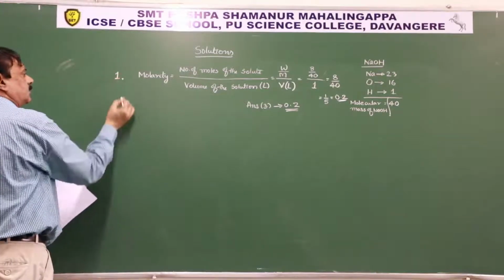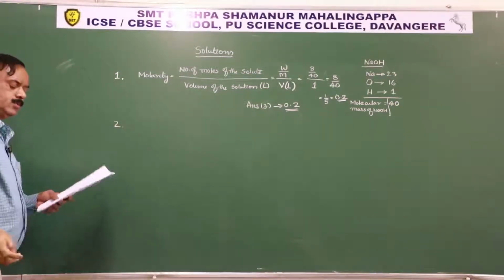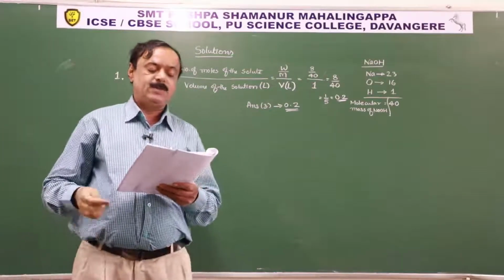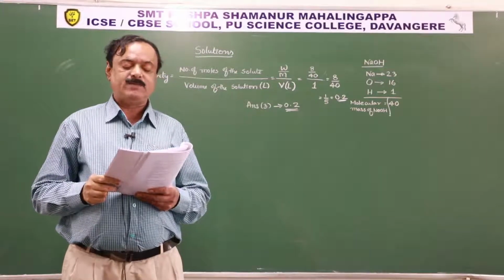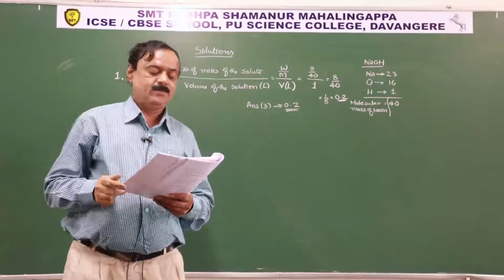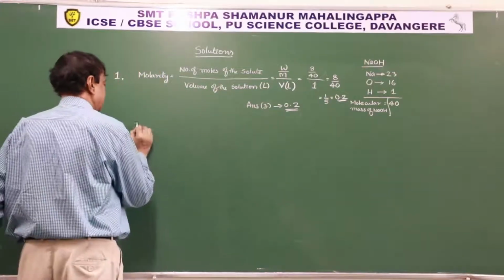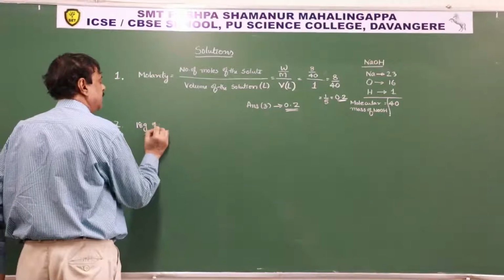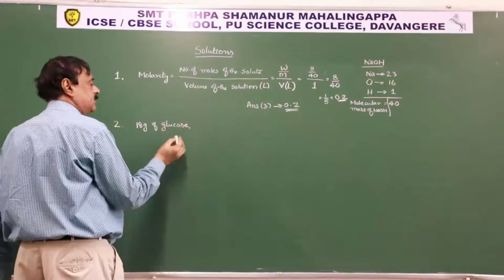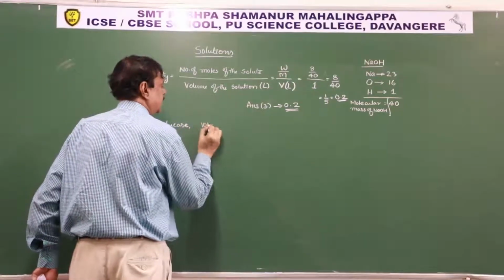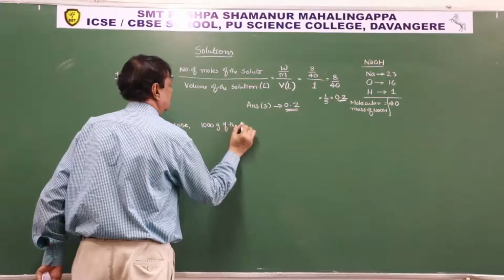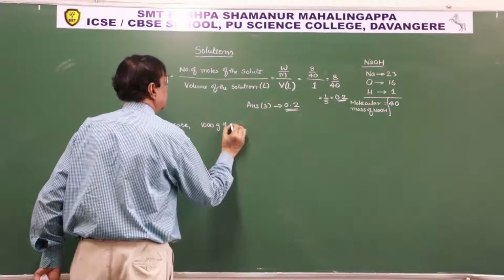Now question number 2. If 18 gram of glucose is present in 1000 gram of solvent, the solution is said to be dash. 18 gram of glucose is present in 1000 gram of the solvent.